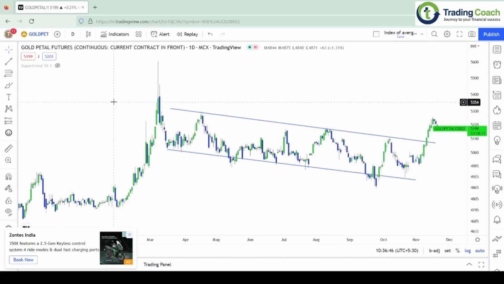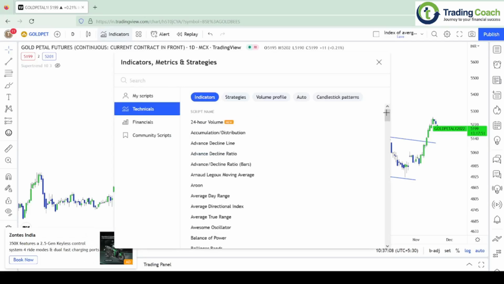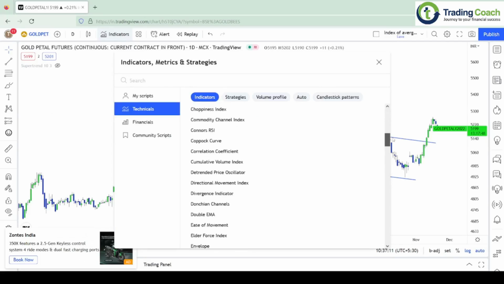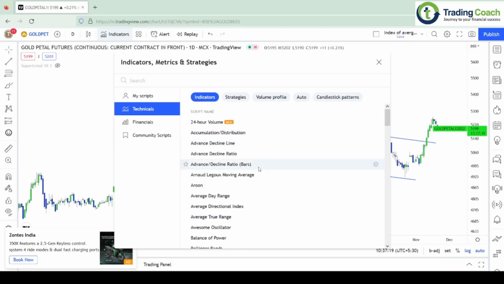In order to access the indicators in TradingView, we need to go to this indicator section. If you look at the top, you can notice something like indicators, metrics, and strategies. I'm going to click on this. Once I click on this indicator section, I will be able to see a lot of indicators. I guess TradingView has something around 350 or 400 plus indicators. These are all inbuilt indicators, by the way.